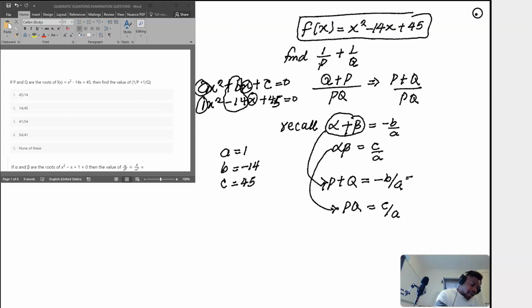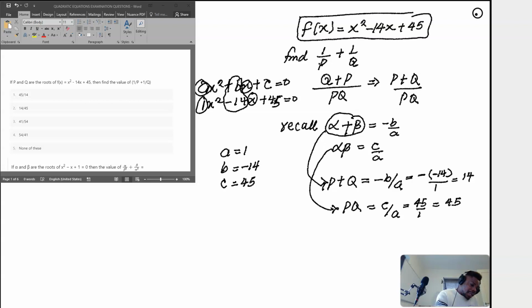So here I have p plus q as minus b over a, so that is minus, what is b? Minus 14 over a, which is 1. Minus times minus 14 is 14, divided by 1 is 14. Then the next one is c over a. C is 45 and a is 1, so this is 45.